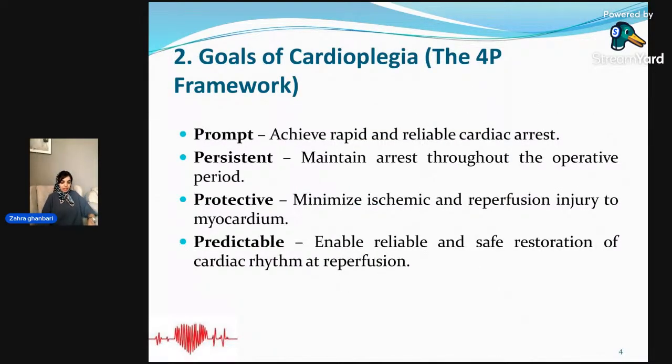Okay. In this slide, we want to talk about the key goals of cardioplegia. We have 4 Ps. P number one is prompt. The heart must be stopped quickly. P number two is persistent. The arrest must remain stable throughout the surgery. P number three is protective. The myocardium must be protected from ischemic and reperfusion injury. And the last P is predictable. After removing the cross clamp, the heart should reliably return to a normal rhythm.